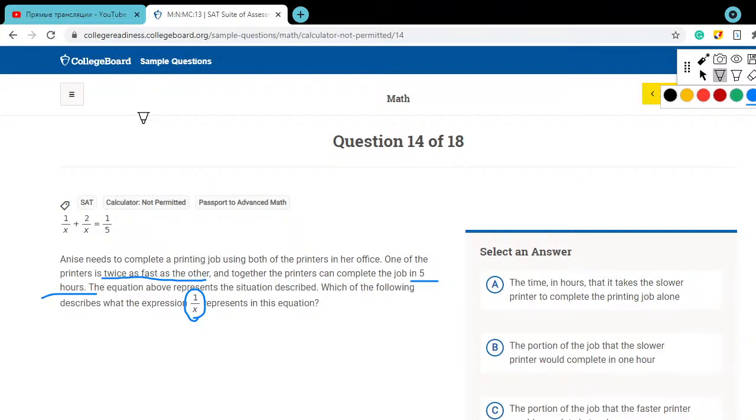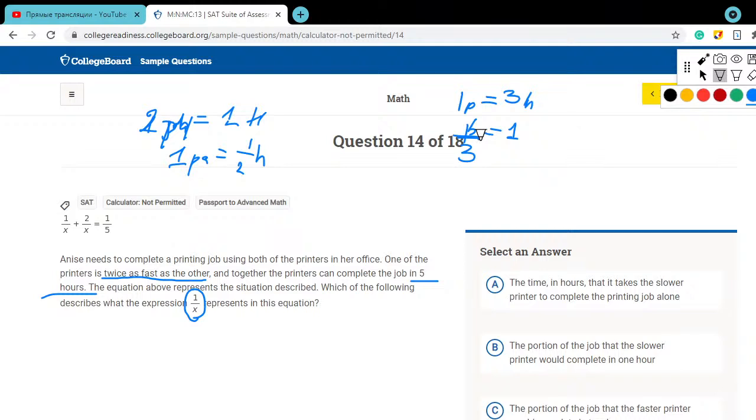If one job can be completed in 2 hours, which means in 1 hour, one page being printed is 1 over 2. Or if one page is printed in 3 hours, in 1 hour we would get 1/3 of the page.